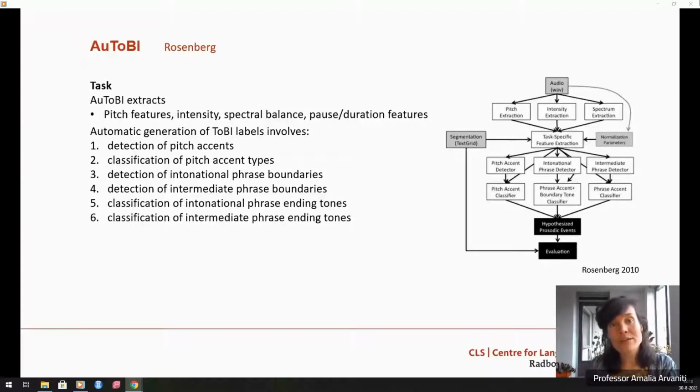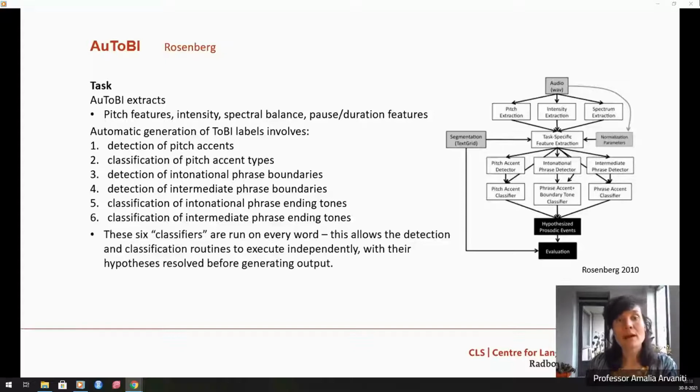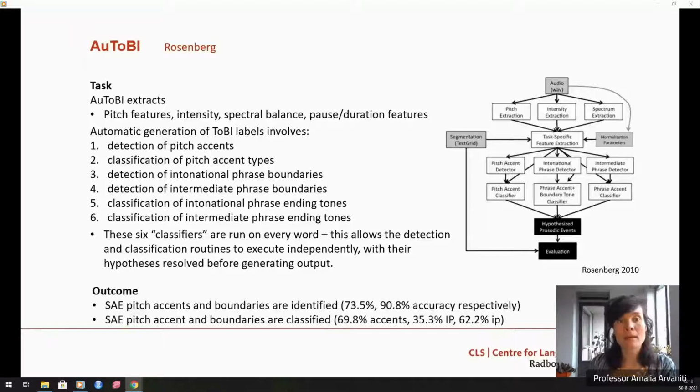The detection of intonational phrase boundaries and intermediate phrase boundaries is next, and then their classification. So that is again assigning the appropriate ToBI label. These are run on each word, and the hypotheses are resolved before the output is generated. And this is why you need to have in your TextGrids each word segmented. The outcome of this process is that you have TextGrids in which pitch accents and boundary tones are identified in terms of their location.